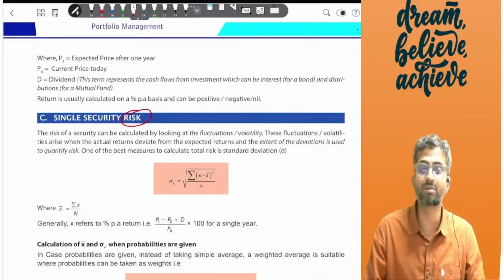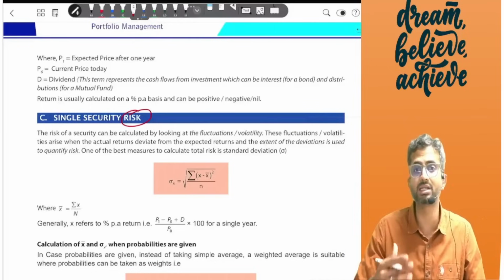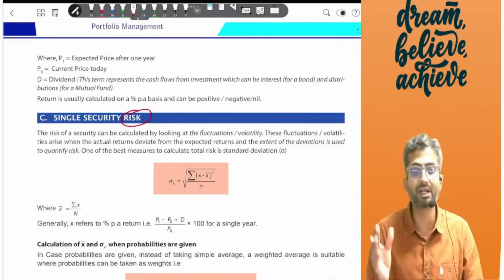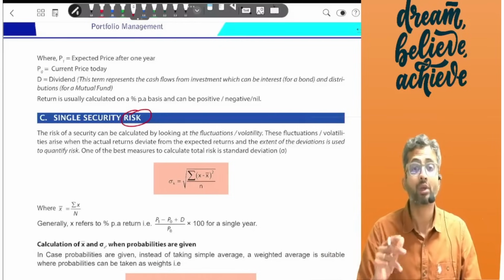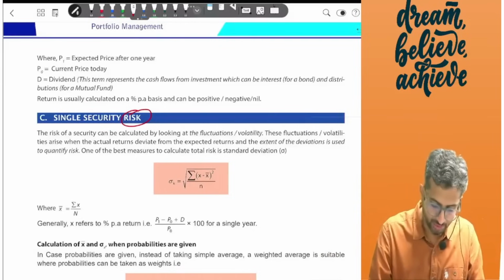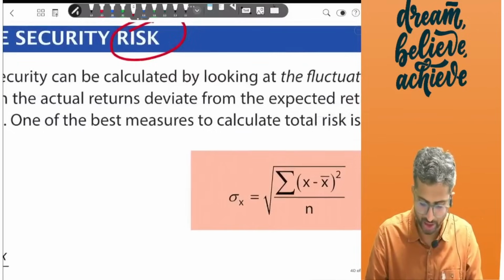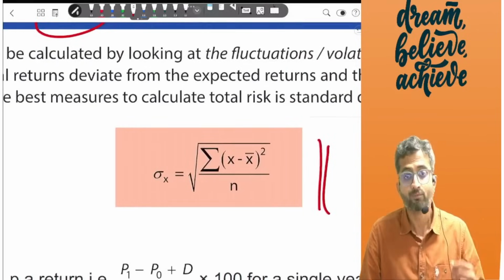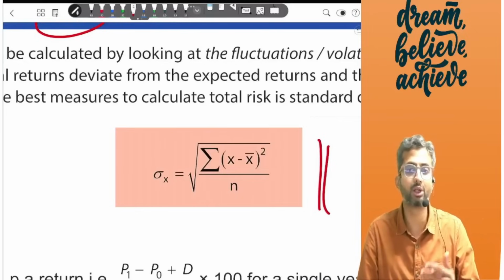So summation of (x minus x bar) the whole squared, but that is, let us say, for 10 observations and you divide it by 10. So that will give you the average, the variance. Square root of that will be the standard deviation. So the standard deviation is calculated, as you can see over here, as the square root of summation of (x minus x bar) the whole squared by n. This is in case there are no probabilities given.